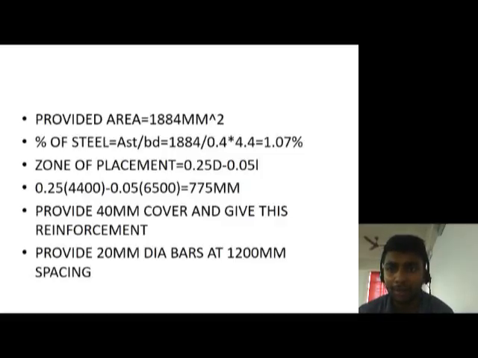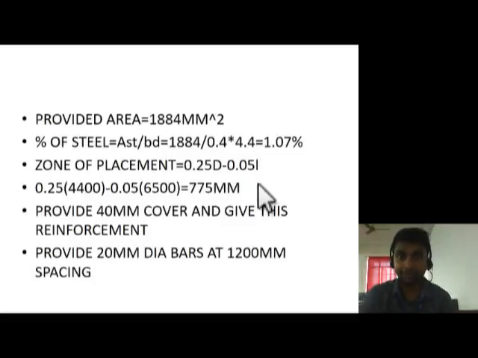Then we should find the zone of placement. The zone of placement is 0.25 D minus 0.05 L, and 0.25 D. D will be a value of around 4400, minus 0.05 into L, the overall length, which is 6500. I will be getting around 775 mm. Now we should provide the cover. The cover we will be taking is around 40 mm. Further reinforcement: provide 20 mm diameter bars at 1200 mm spacing.